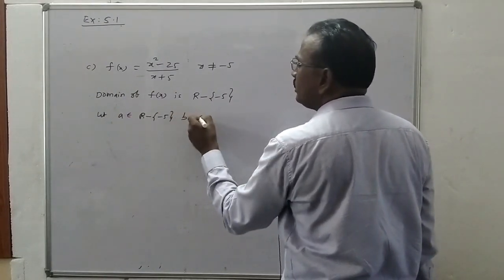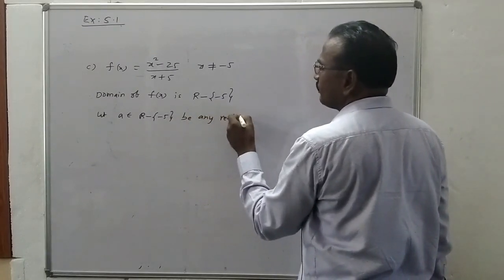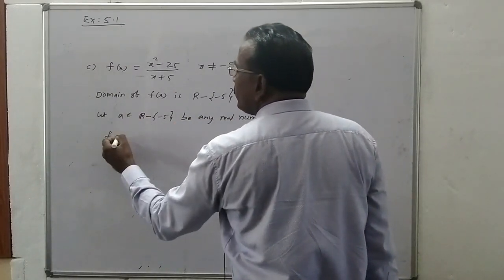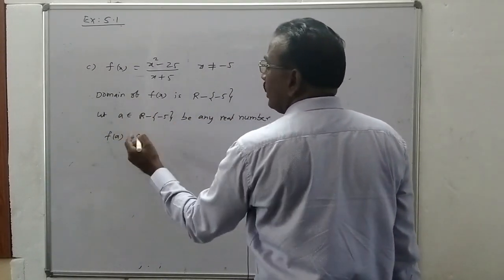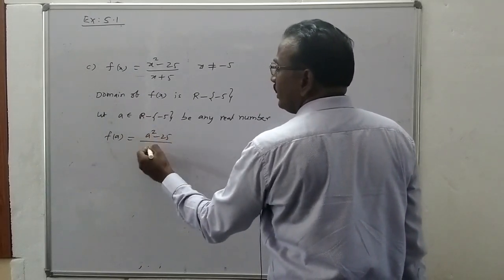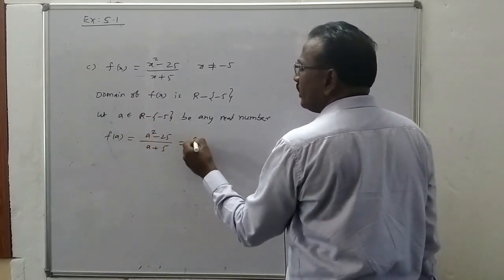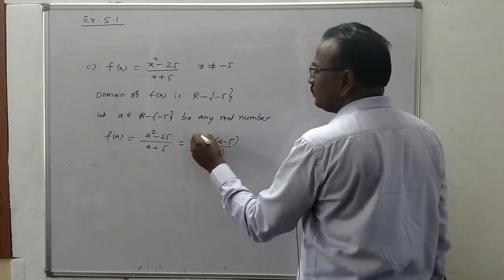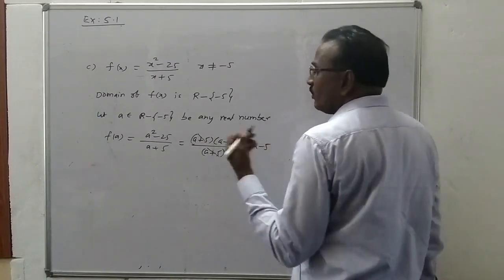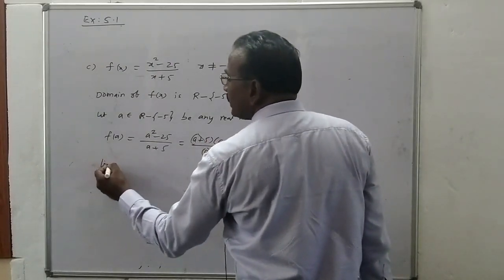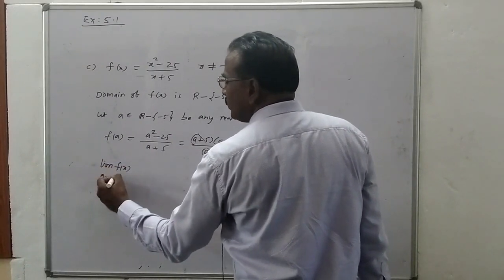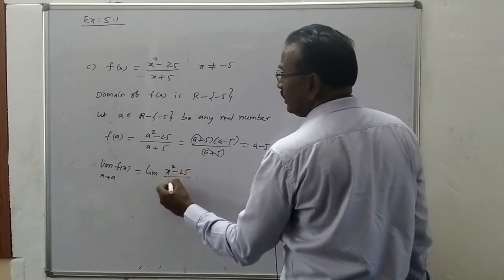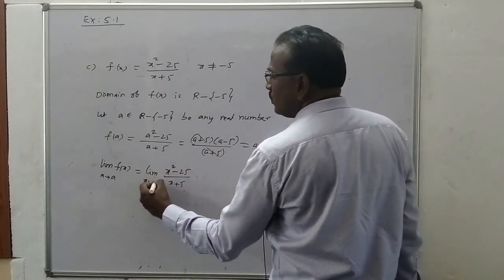Let a be any point in the domain, any real number in the given domain, an arbitrary point. Here f of a is equal to, putting x is equal to a, (a square minus 25) divided by (a plus 5). Here a square minus 25 is equal to (a plus 5) into (a minus 5), divided by (a plus 5). So these two get cancelled, that is a minus 5, the f of a value. Next, limit f of x as x tends to a is equal to the limit of (x square minus 25) divided by (x plus 5) as x tends to a.